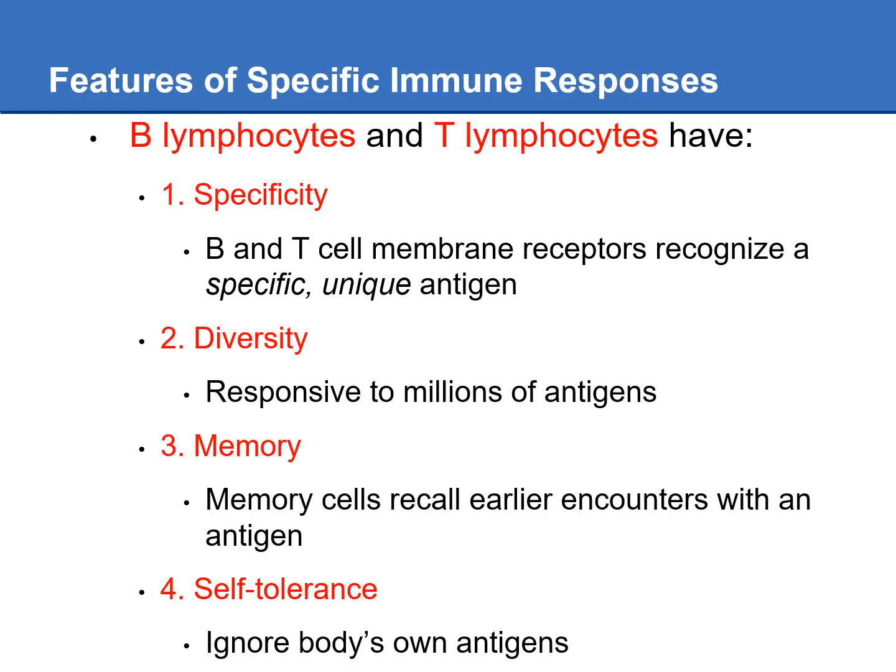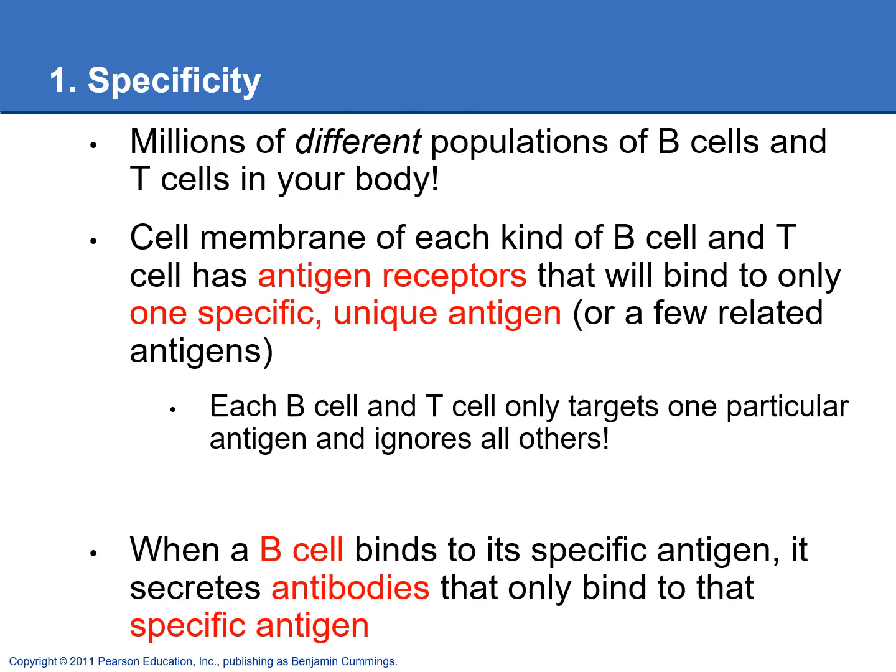So just some features of the specific immune response that B and T lymphocytes have. So all B and T lymphocytes are specific. They're very diverse. They can form memory cells, and they also have self-tolerance where they ignore the body's own antigens. So let's just take a little bit closer look at these. Each B and T lymphocyte is very specific as far as which antigen they recognize. So you have millions and millions of different B and T lymphocytes. If the B cell or T cell does not recognize that particular antigen, it won't react to it. So it has to find its match before it reacts.